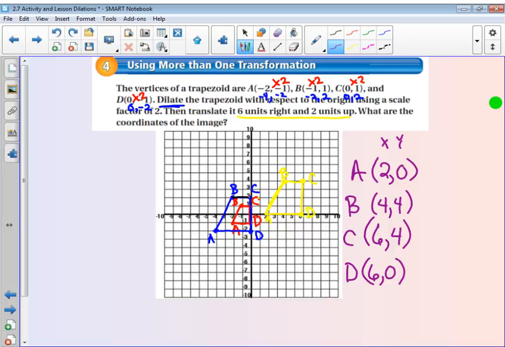So this is going through and working with multiple, in this case, it happened to be 2 different transformations. We did a dilation to begin with and then a translation. So this section is kind of tying all of those transformations together. Okay, good luck with this part of the lesson.